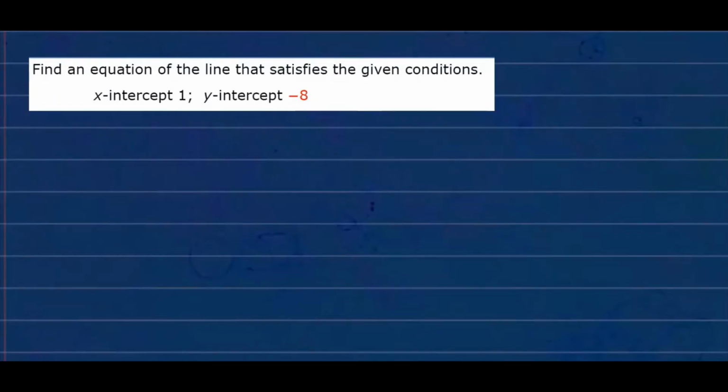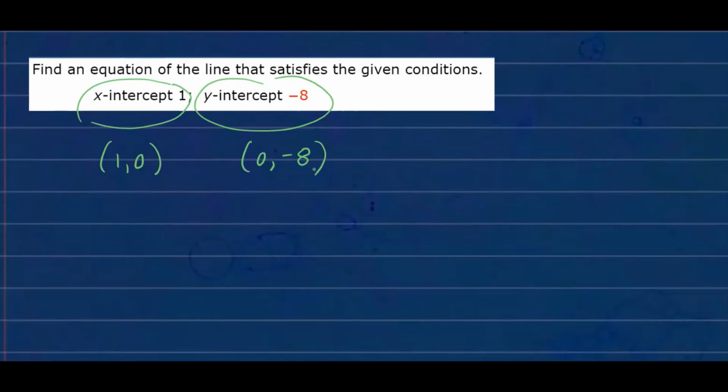Okay, so for this problem, we again want to find the equation of the line, and we'll express it in point slope form. But first, let's go ahead and find the slope. But before we do that, we need 2 points. Now, each intercept can be written as a pair of points. So the x-intercept can be written as (1, 0), because the y-coordinate is always 0 for the x-intercept. And the y-intercept is when the x-coordinate is 0, so we have (0, -8). So there you have 2 points.